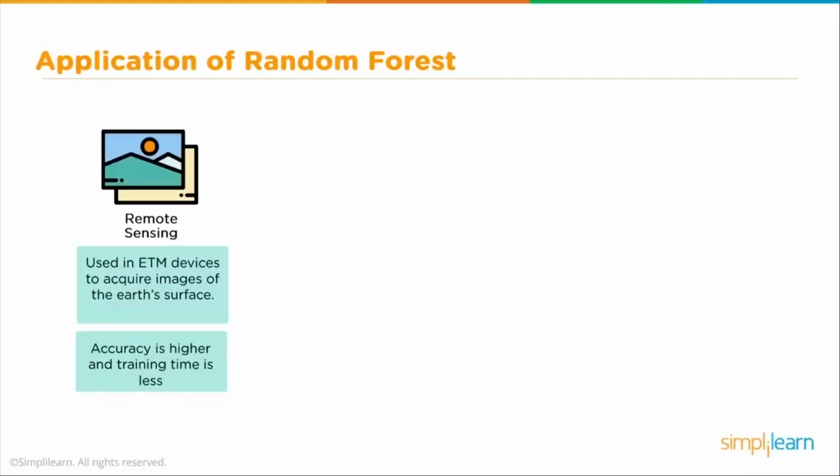Currently, today it's used in remote sensing. For example, they're used in the ETM devices. If you're a space buff, that's the Enhanced Thematic Mapper they use on satellites, which see far outside the human spectrum for looking at land masses. And they acquire images of the Earth's surface. The accuracy is higher and training time is less than many other machine learning tools out there.